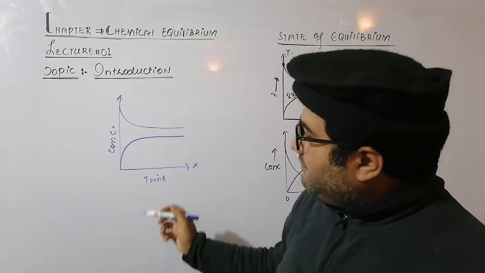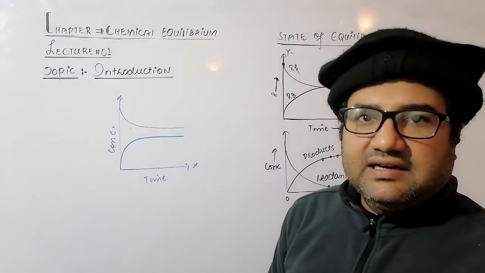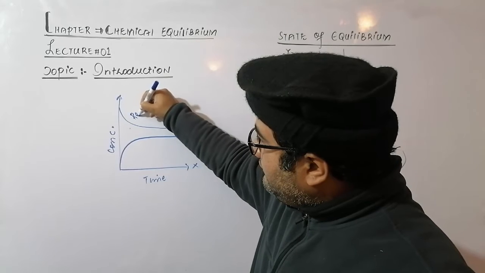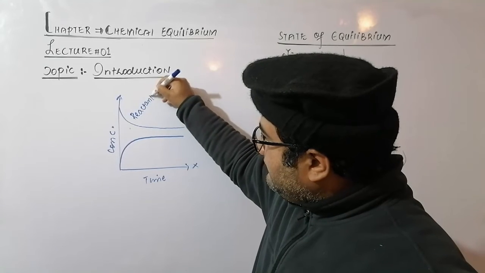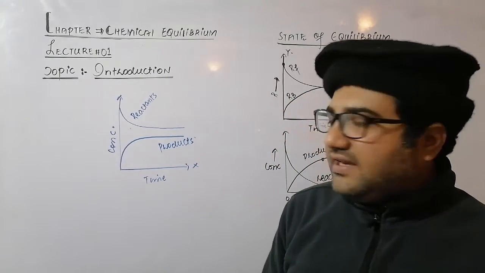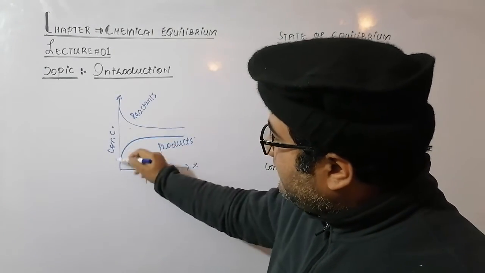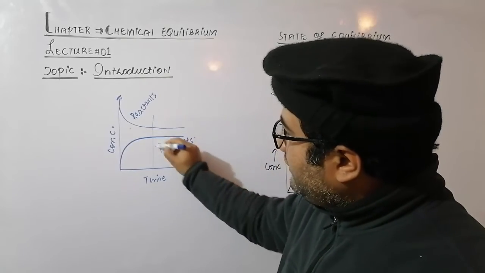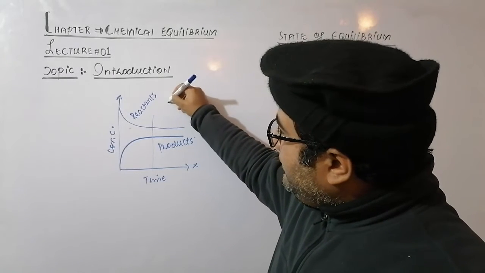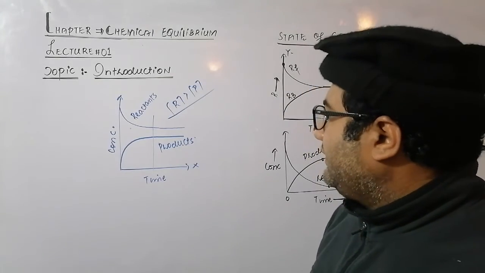Like this one. When both these curves become parallel to the time axis, this shows that dynamic equilibrium is achieved. This one is the curve for the reactants, and this one is the curve for the products. These curves show that at the state of dynamic equilibrium, the concentration of reactants is greater than that of the products, because this is the dynamic equilibrium where both curves become parallel to the time axis.